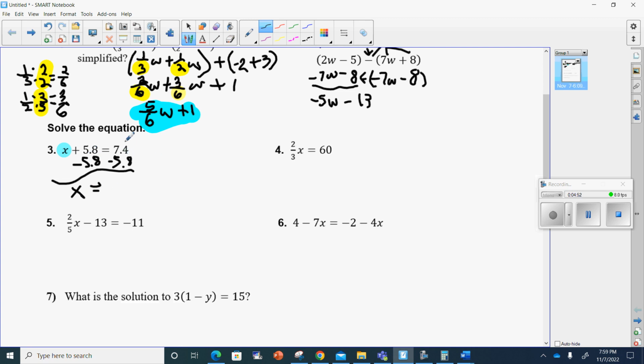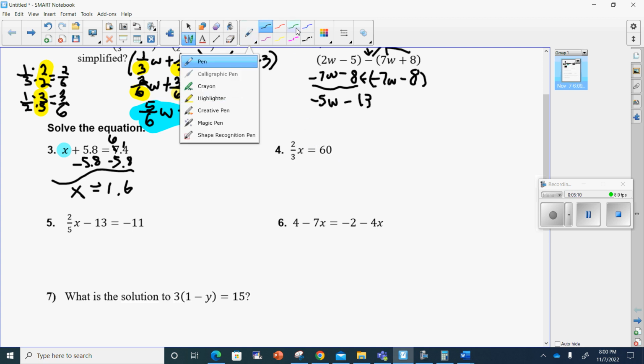Now I'm subtracting over here. I need to borrow 1. So I'll borrow 1 from here and get 6. 14 minus 8 is 6. My decimal comes down. 6 minus 5 is 1. So I should have 1.6 for this answer. Number 4, remember, we are looking for x.